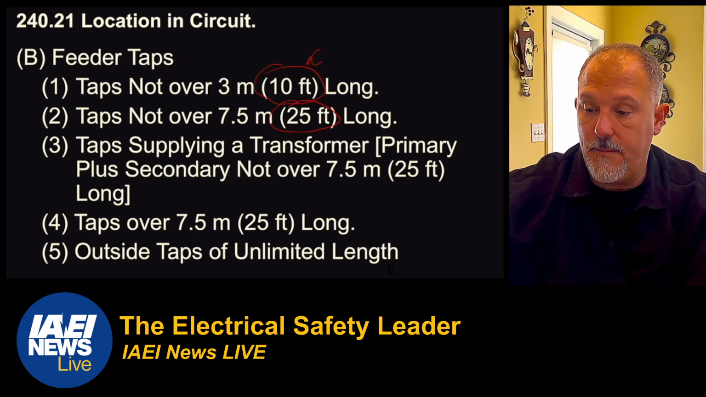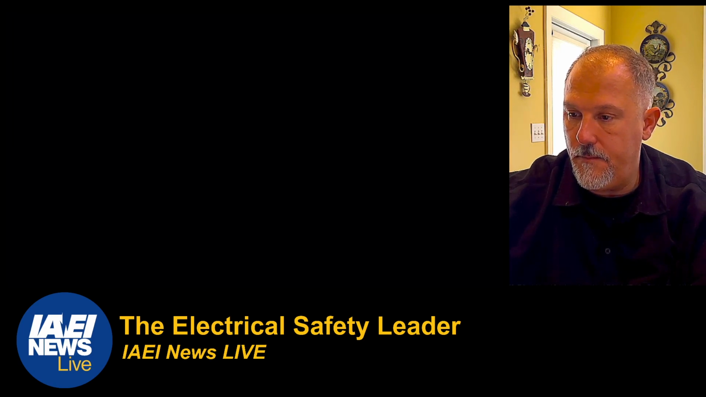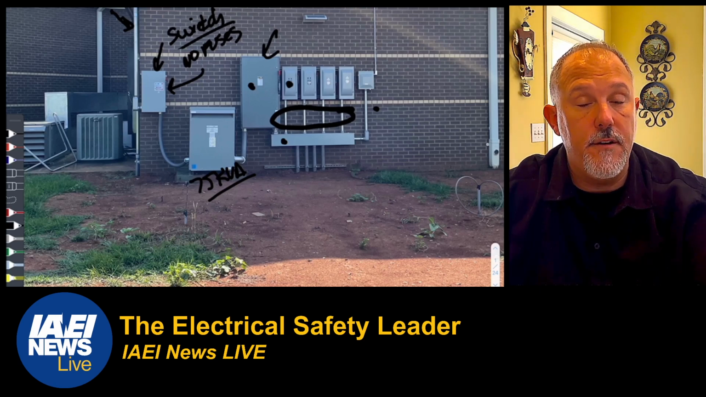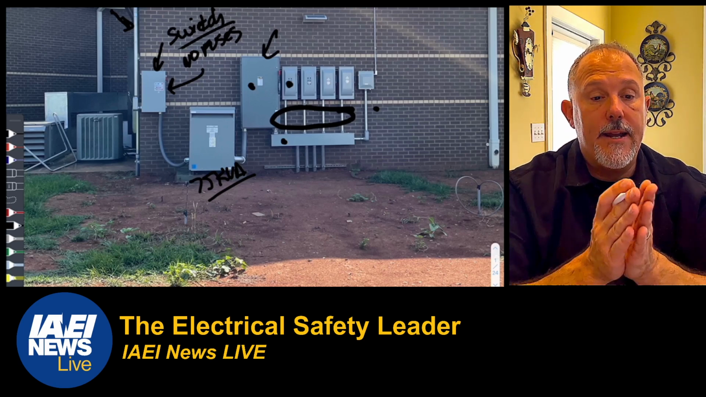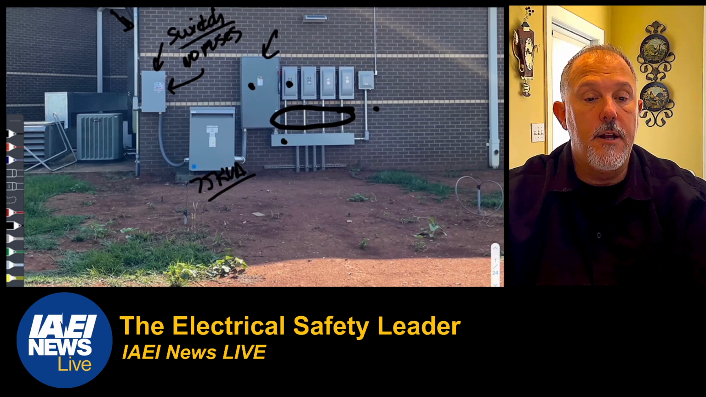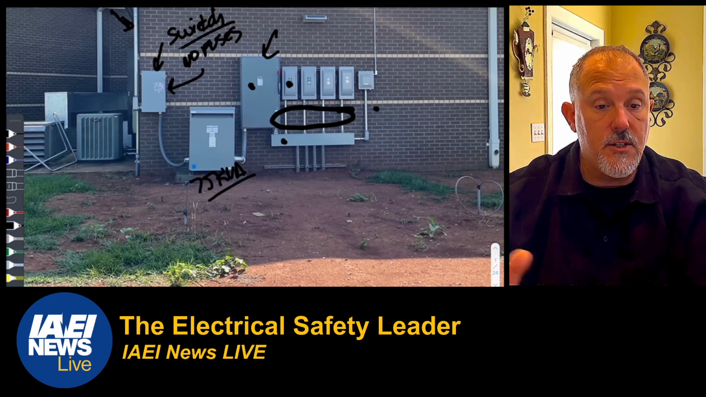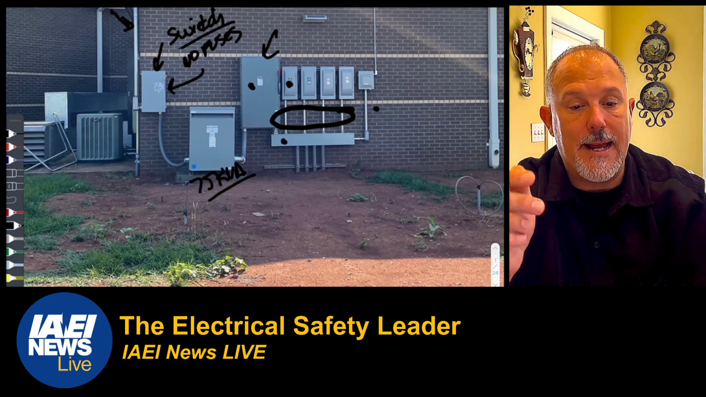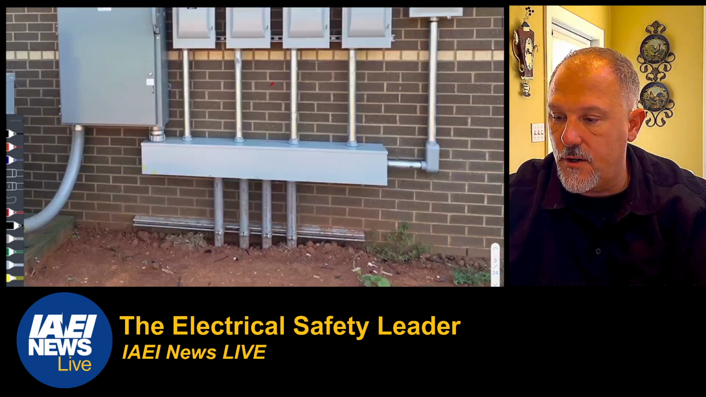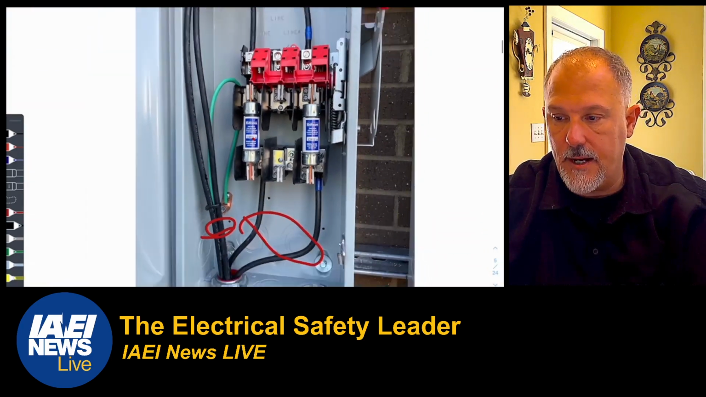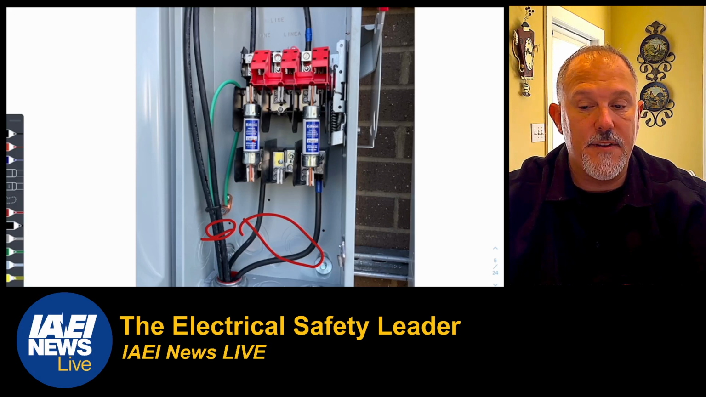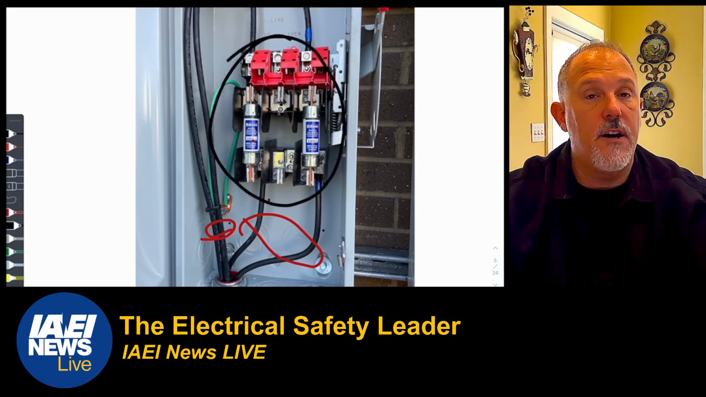And really, if you think about the application, these are all outdoors. So we could fall back. I didn't have to worry about the 10-foot rule. I could fall back on the outside taps of unlimited length. These are short, but I could fall back on this if they were longer. They have to be protected from physical damage, which these are. The tap conductors terminate at a single circuit breaker or a single set of fuses, which these do. There's your 100 amp fusible switch. The overcurrent device for the tap conductors is an integral part of a disconnecting means. These are an integral part of that disconnecting means.